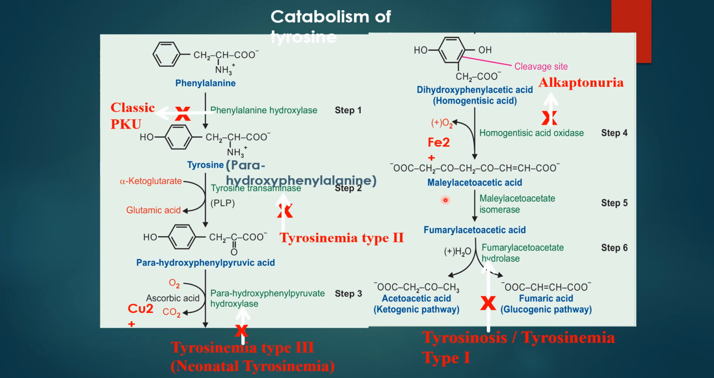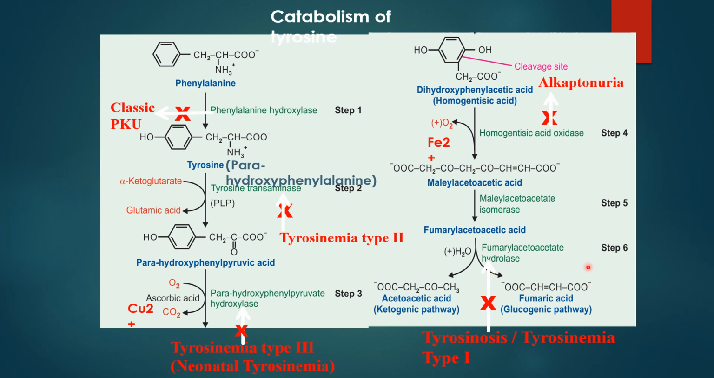Then maleylacetoacetic acid is converted to fumarylacetoacetic acid in the presence of the enzyme maleylacetoacetate isomerase. Further, fumarylacetoacetic acid is cleaved into two components in the presence of the enzyme fumarylacetoacetate hydrolase. So two components are produced. The one is acetoacetic acid, and the second one is fumaric acid. And we know fumaric acid is an important intermediate of the Krebs cycle, and all intermediates of the Krebs cycle can undergo gluconeogenesis, leading to the formation of glucose.